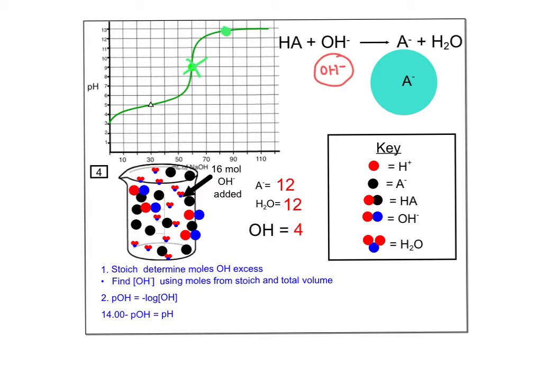So in this case, I just need to find how much is excess. Once I know the excess, it's a strong base, so I can just take the negative log of that concentration of excess. That gives me my pOH, and 14 minus the pOH gives me the pH. So essentially, after the equivalence point, all I care about is the excess hydroxide. I don't care about the conjugate anymore.